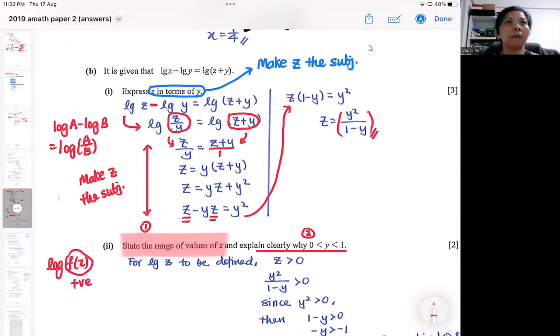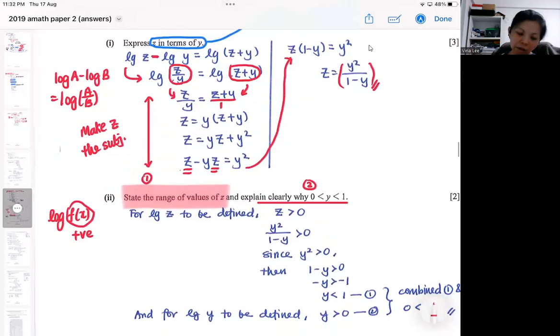So if, let's say, the function is not positive, it will be a math error. That's why, if I need to answer the first part, state the range of values of z, so if I want log z to be defined, that means it will not be a math error. Then I need this part to be positive. So that is the basic logic.